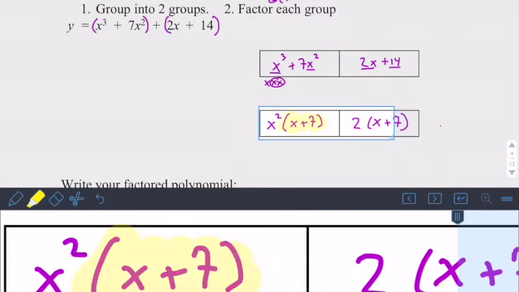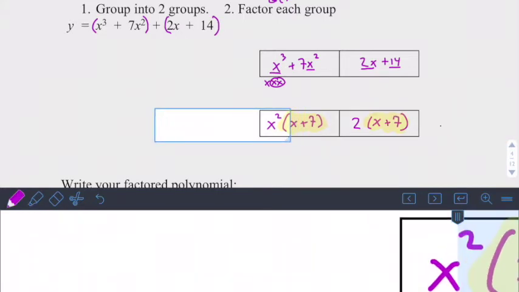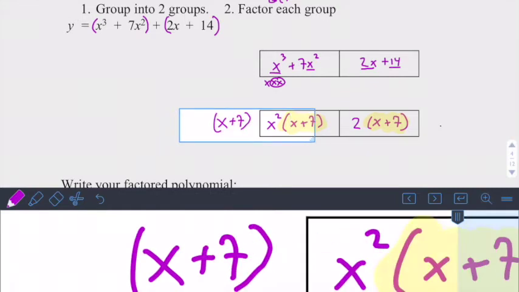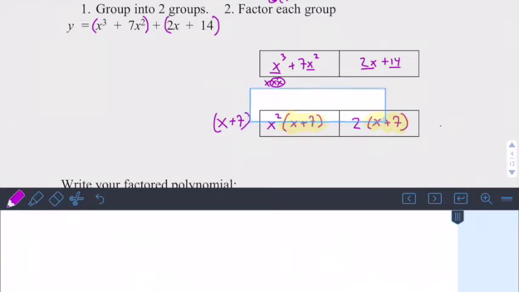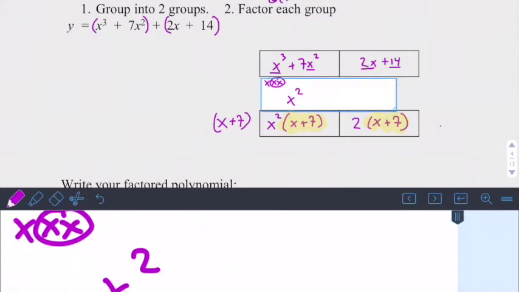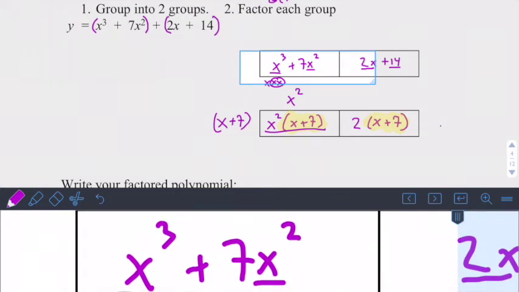See this x plus 7 in both? We're going to factor that term out right here. X plus 7. I'm going to divide that term out of this one and this one. Well, what could I multiply this by to get x plus 7? Well, x squared. X squared times x plus 7, if I multiplied it through and distributed it, I would get that.